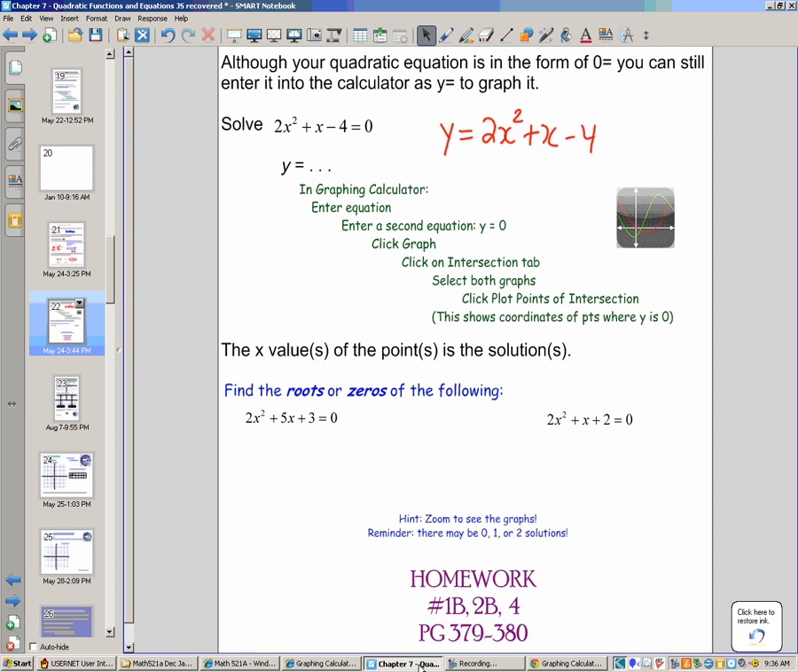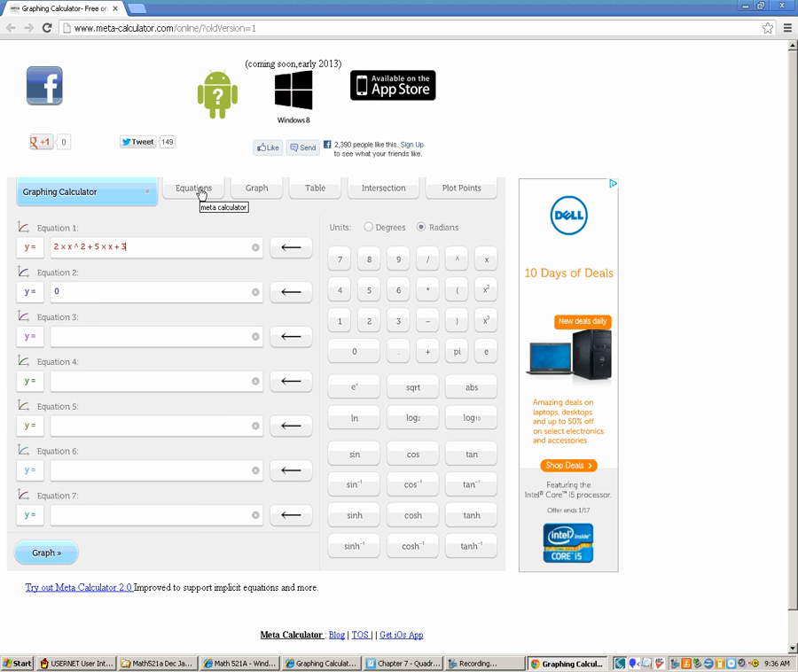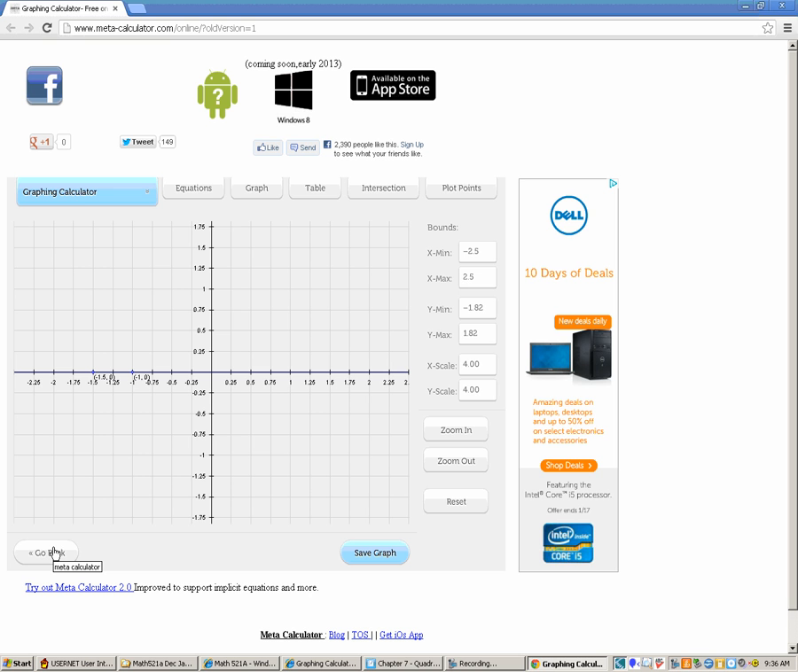Alright, now we're going to try it for 2x squared plus x plus 2. Alright, let's graph again. Oh, I don't even see anything on there except for the x-axis. So let's see what happens if we zoom out. So are there any roots? Does it cross the x-axis? No. So you would say no roots or no solutions.